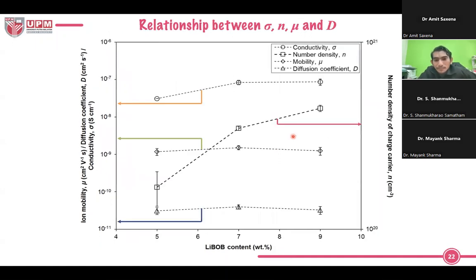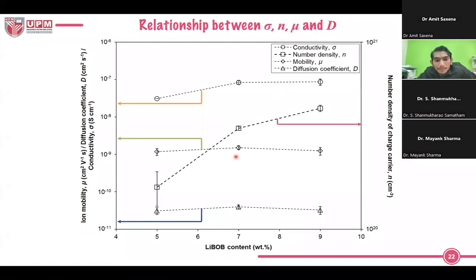Here is a plot where we want to see the relationship between conductivity, number density, mobility, and diffusion. As I mentioned just now, conductivity is directly proportional to the number density of charge carriers, mobility, and elementary charge. We can see here that when we increase the LiBOB concentration, the conductivity, the top one here, increases. So why does the conductivity increase? This is a way to explain it.